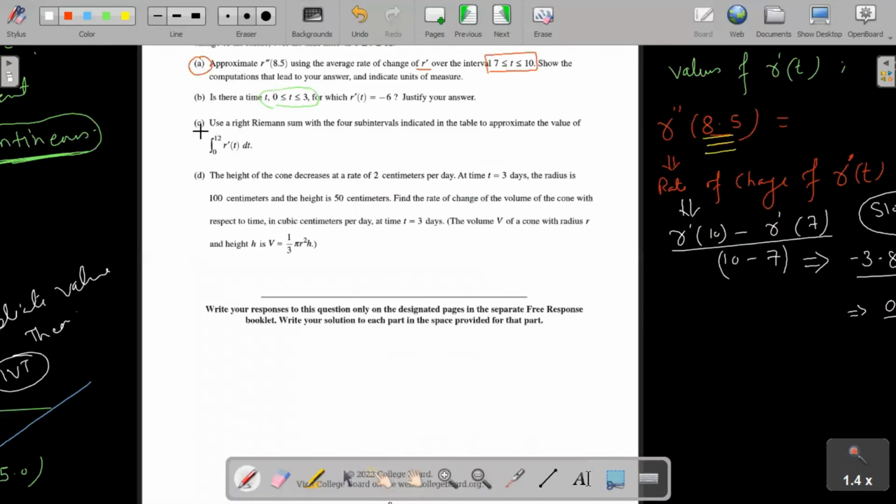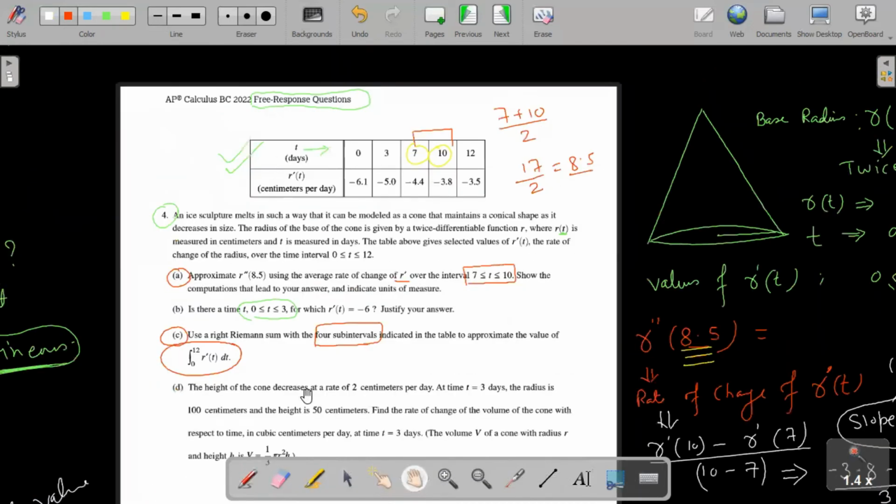Next part is: using a right Riemann sum with the 4 subintervals indicated in the table, approximate the value of the integral from 0 to 12 of R dash of T dt. We have to use 4 subintervals. Let us see the table. We have the 4 subintervals.